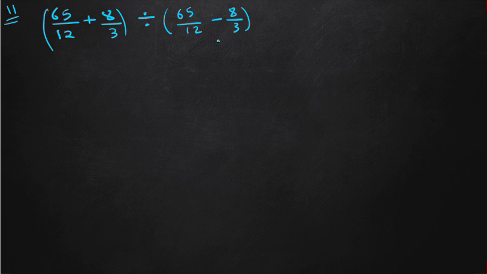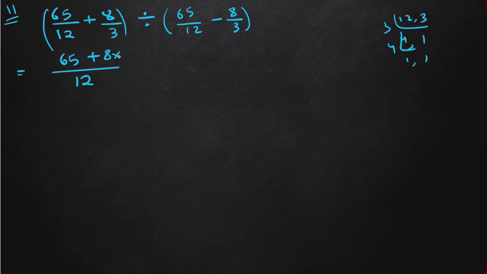So first one is addition, so we need to take the LCM. The LCM of 12 and 3 will be 12. Okay. So 65, as the denominator is 12, nothing to be multiplied, plus 8 into the denominator of 8, which is 3, so 3 times 4 is 12.